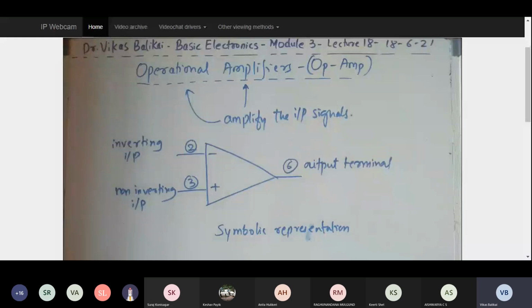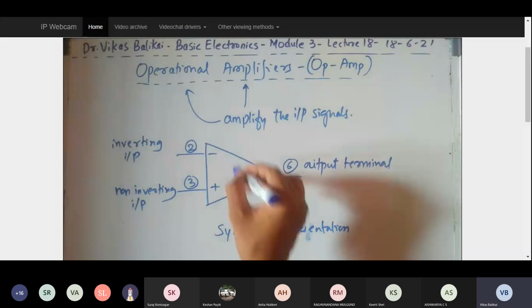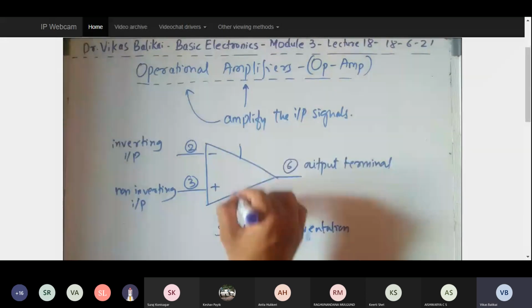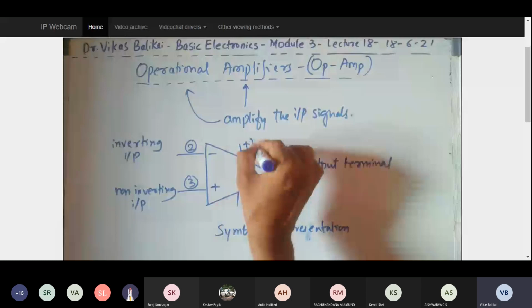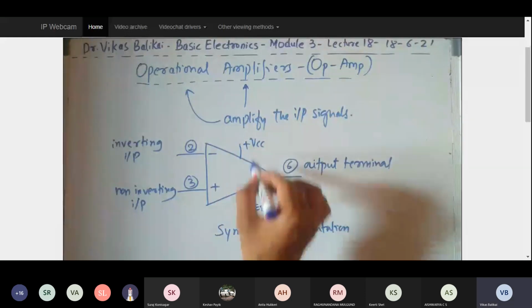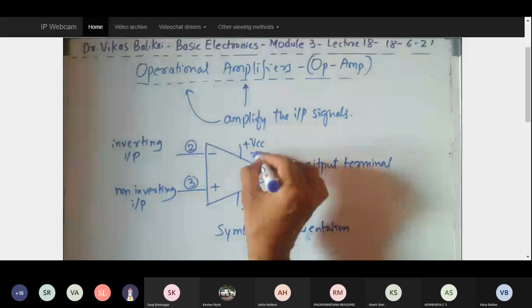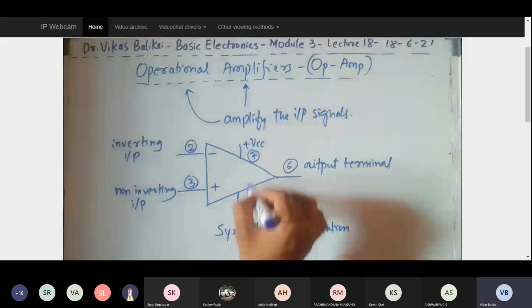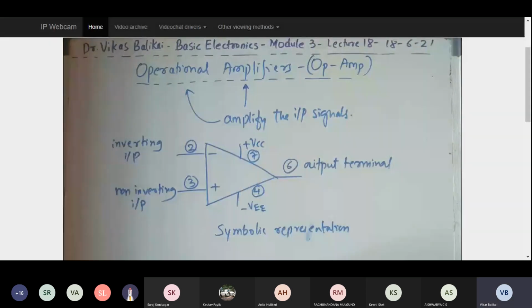So this is my symbolic representation, which has one input terminal named the inverting input and another input terminal known as the non-inverting input terminal. And we have two power supplies, which we call plus VCC and minus VEE, and they are represented at pin number 7 and pin number 4. And there will be some other pins also. So this is basically an 8-pin IC.